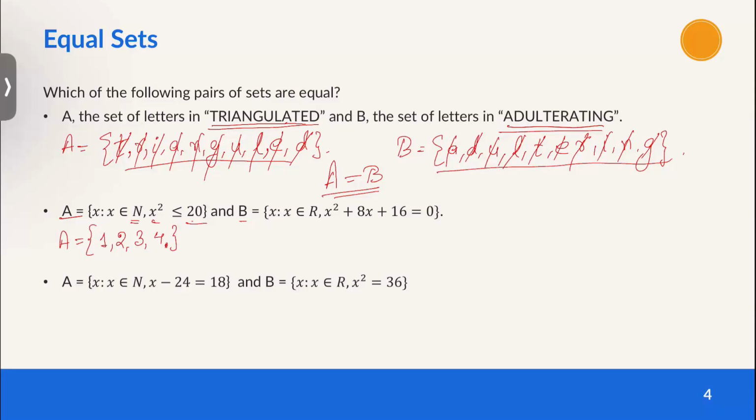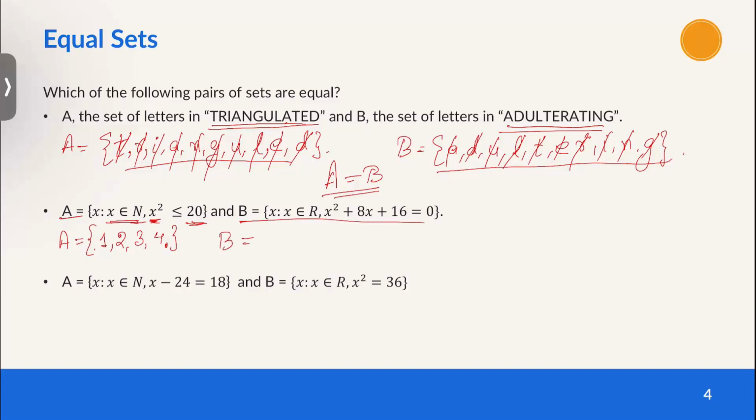Why will 5 not be there? If we take x as 5, x square is 25, which is greater than 20. So 5 will not be there. And why are we not going to 0 and negative numbers? Because x is a natural number. So what is B here?